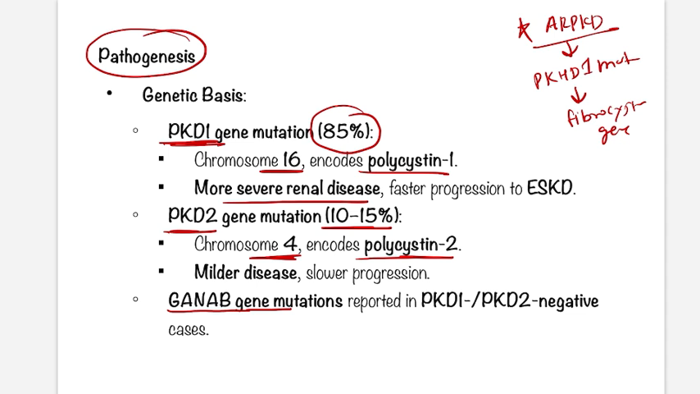Just remember two genes, PKD1 and PKD2. Just remember chromosome 16, chromosome 4, polycystin 1 and polycystin 2. PKD1 is seen in 85% of cases and is associated with more severe renal disease. The other gene is GANAB. So the genes of autosomal dominant polycystic kidney disease are very much important.